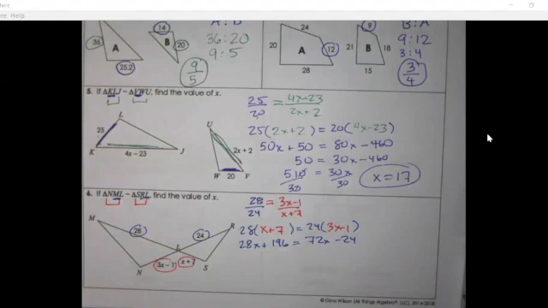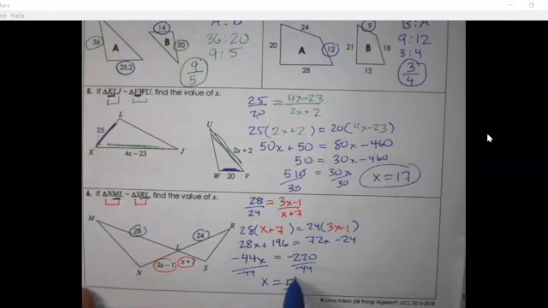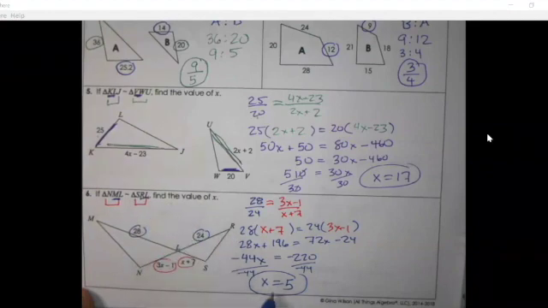I'm going to just put it where I want it, over on the left side if it looks right to me. Negative 44x, and then I'll subtract, and I get equals negative 220, and I divide by negative 44, and I get x equals 5. Find the value of x. That's what I did.